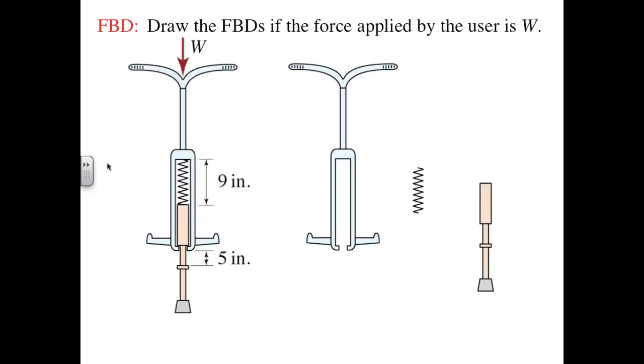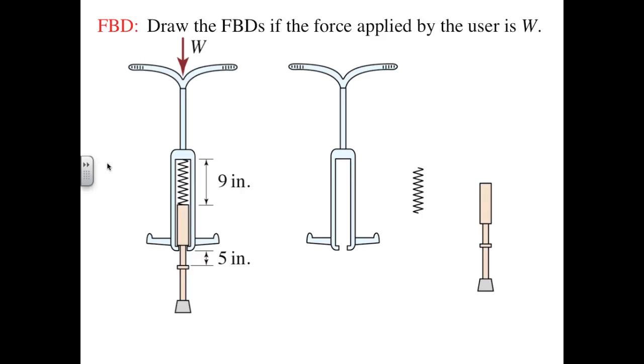So here we have the pogo stick in its disassembled form, consisting of three pieces. On the left, we have the pogo stick housing, then we have the spring in the middle, and we have the piston with step on the right-hand side.